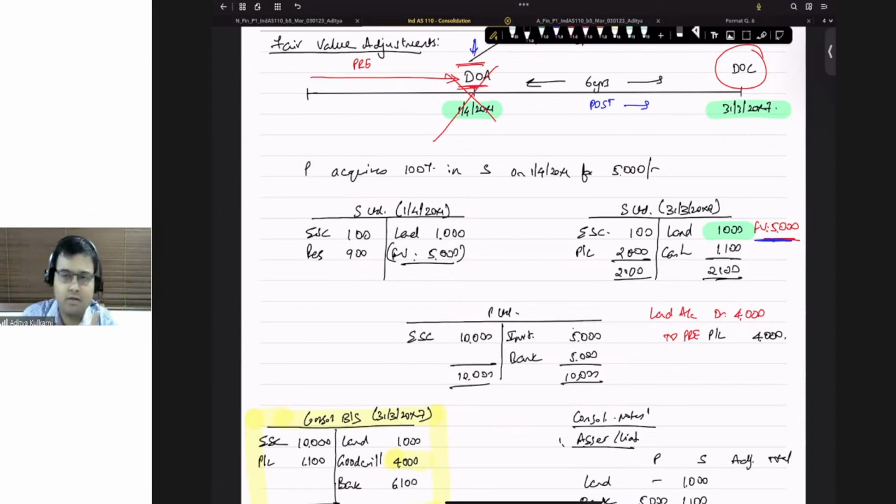Sir, why in Ind AS 16 for upward revaluation, we would credit it to reval reserve? Agreed. But what happens with that? The reason is pretty straightforward. If you create a new reserve and credit, for that you will have to do another working note.